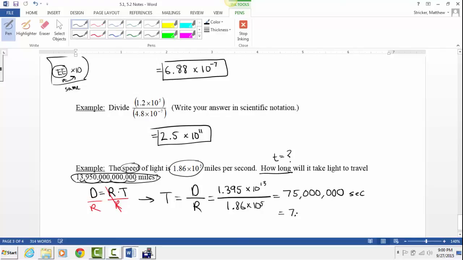Or also 7.5 times 10 to the 7th power seconds. And make sure you have those units on there. You know it's 7th power because this is 1, 2, 3, 4, 5, 6, 7 places.